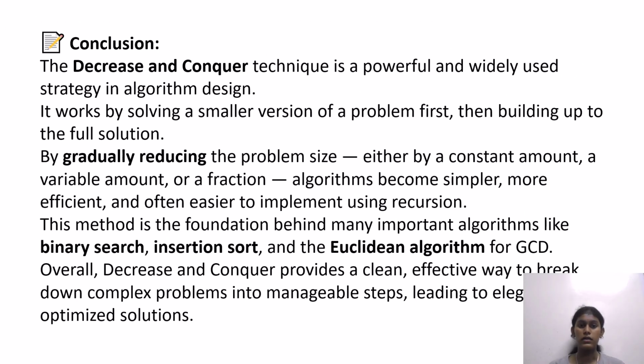In conclusion, decrease and conquer is a powerful and widely used strategy in algorithm design. It works by solving a smaller version of the problem first and then building up to the full solution. By gradually reducing the problem size, either by a constant amount, a variable amount or a fraction, the algorithm becomes simpler, more efficient and often easier to implement using recursion.